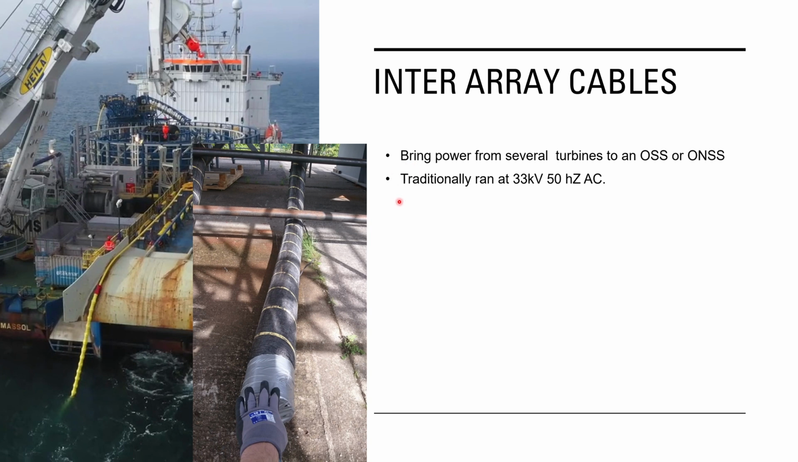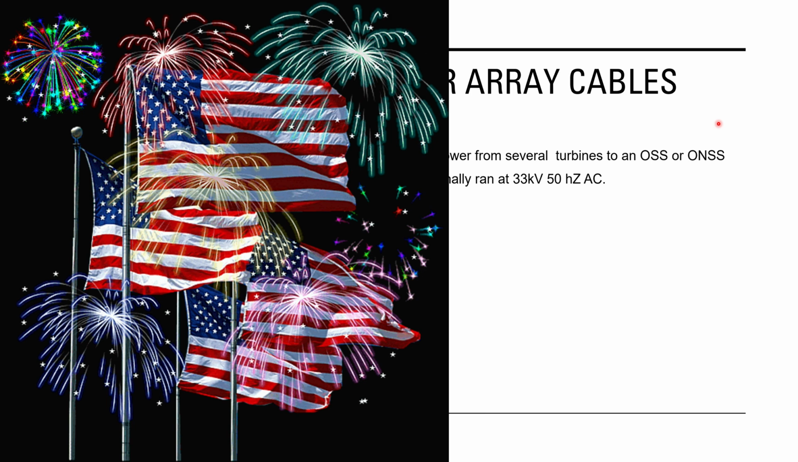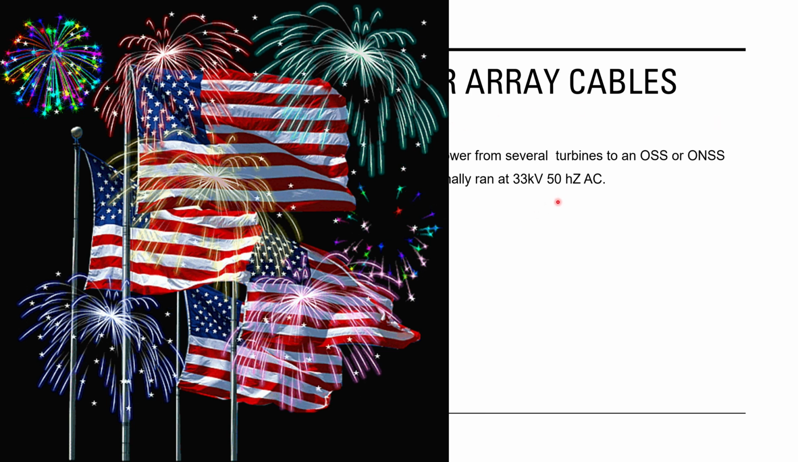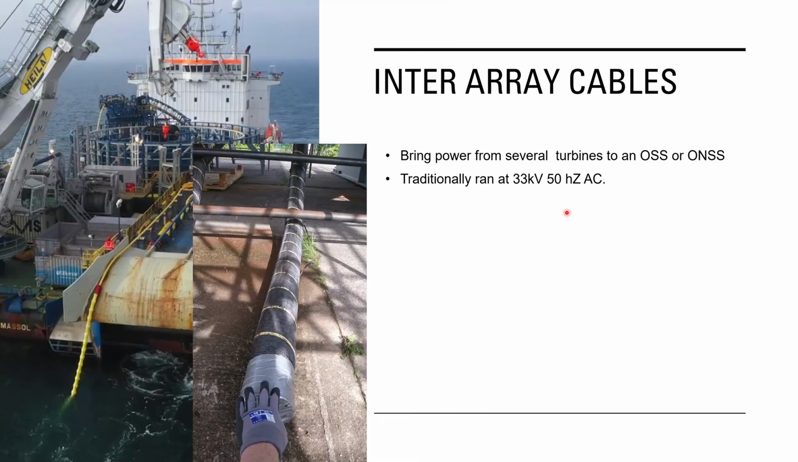Traditionally, inter-array cables ran at 33 kilovolts, 50 hertz AC. Now, that is a traditional voltage and frequency. I know that some people, including our colonialist brethren, do run at 60 hertz. However, they're not in the business of building wind farms, so we can ignore them for the purposes of wind farms. It would, of course, be nice if we could ignore them for the purposes of everything, but unfortunately we live in an interconnected world.